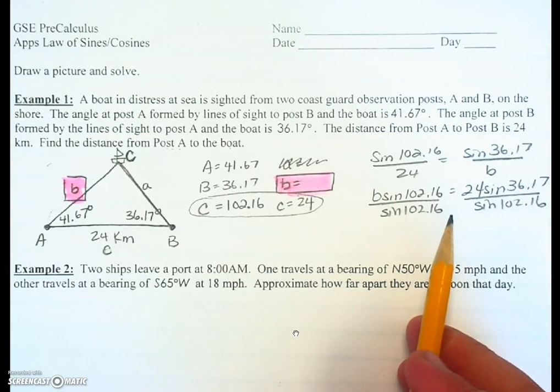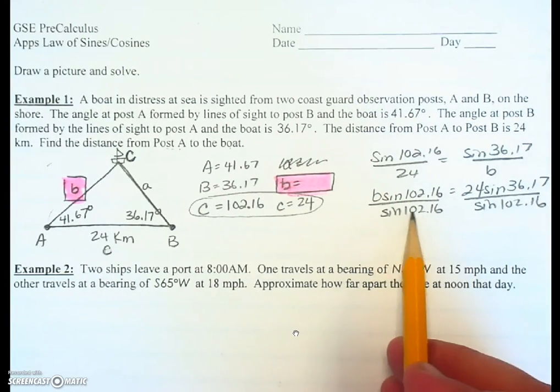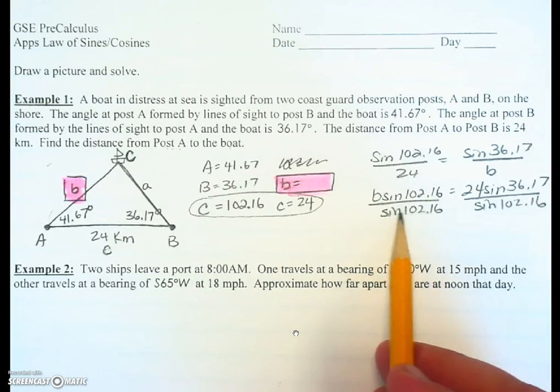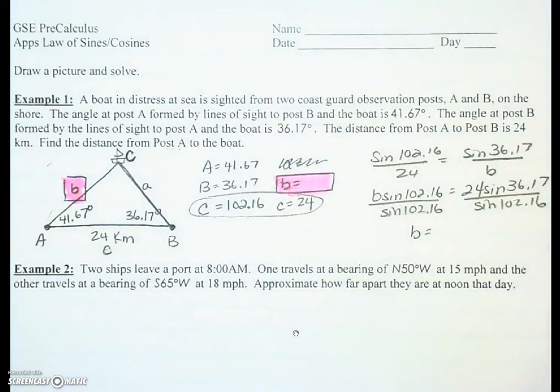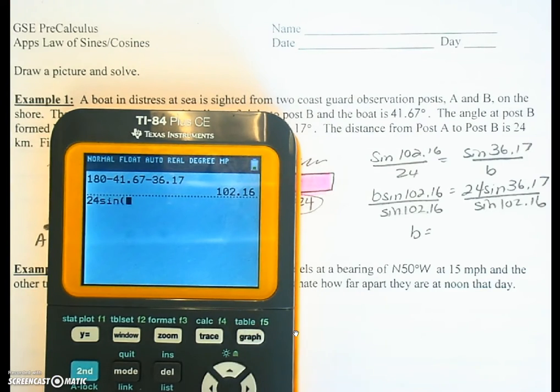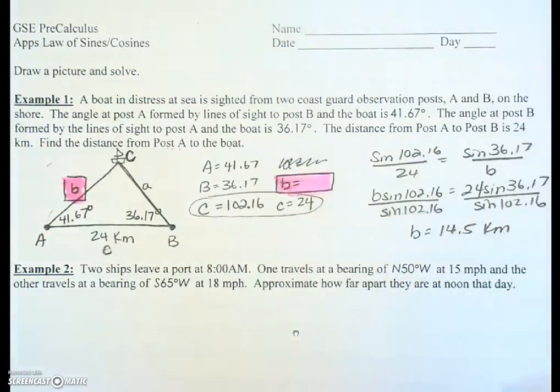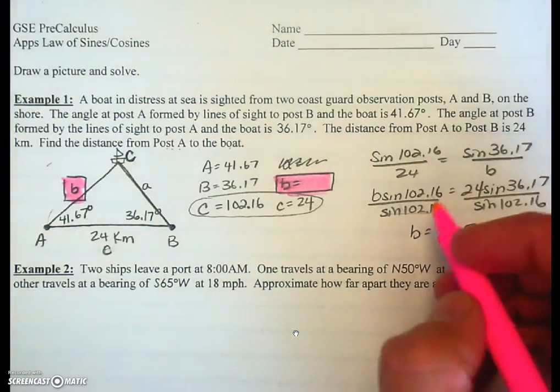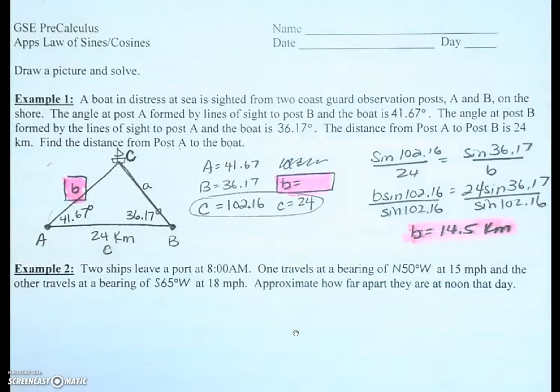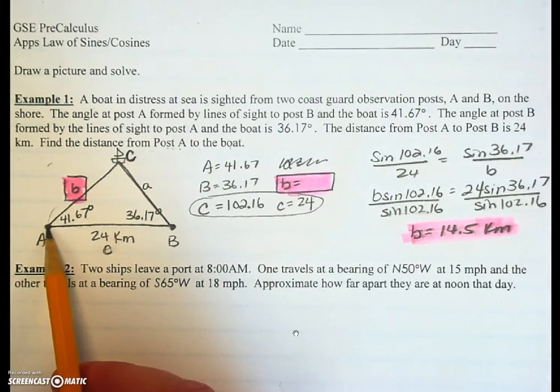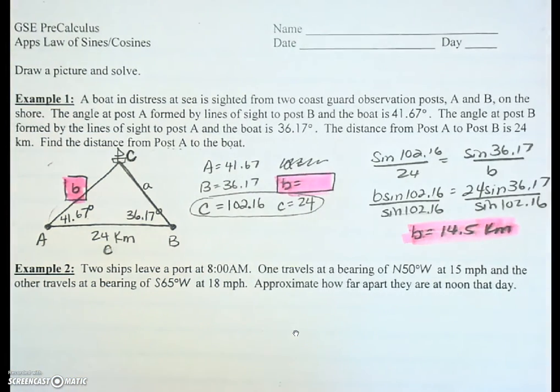And be careful here, I noticed this on some of your quizzes, you just divided by 102.16. Make sure you divide by the sine of 102.16. So when we do 24 sine 36.17 and we divide it by the sine of 102.16, we end up with 14.5, and that is kilometers. And that is my final answer, because that's what I'm looking for here. So the distance from A to the boat is 14.5 kilometers.